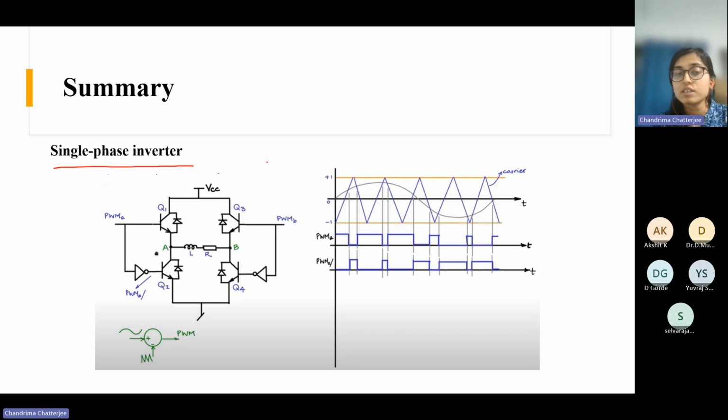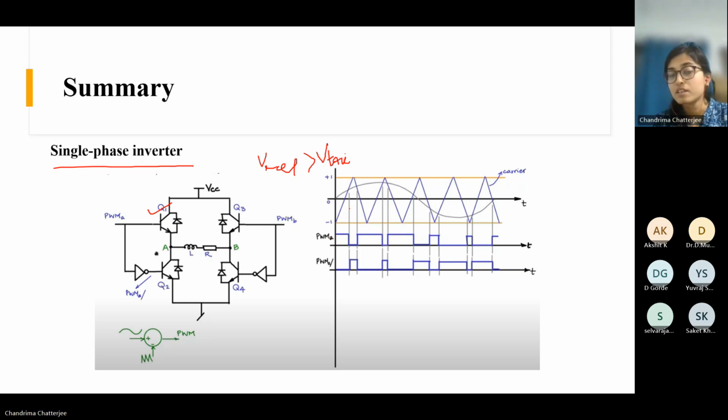Now, what is the logic? If your V reference is greater than V triangular, then the high side switch, that means Q1, will get a pulse. So like this, right? This is high, PWM-A. Similarly, when the reference is less, it will be 0. These are the gate pulses. And the low side switch is always the complementary of the high side switch.